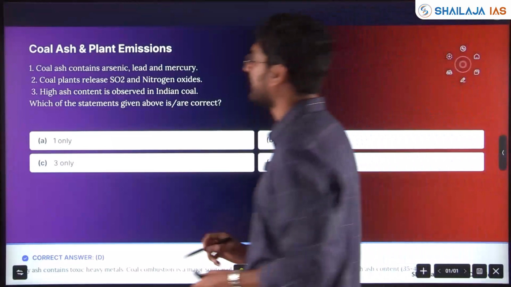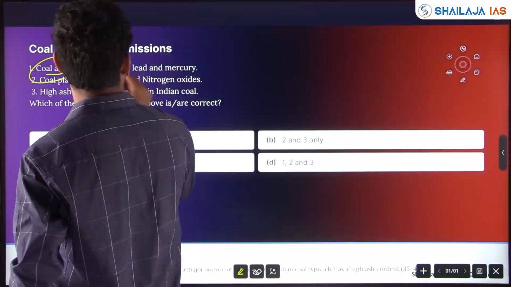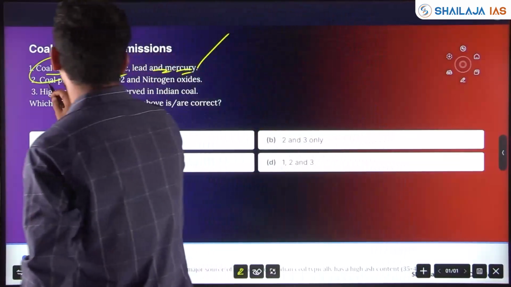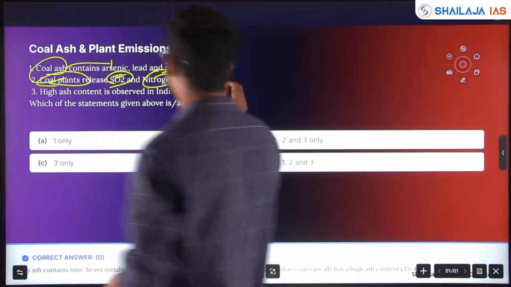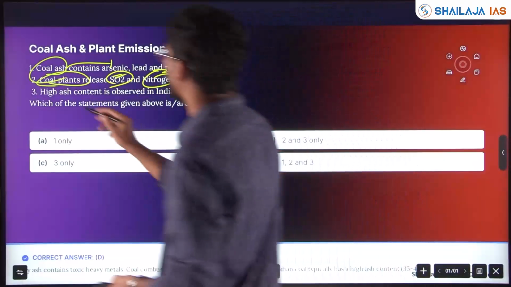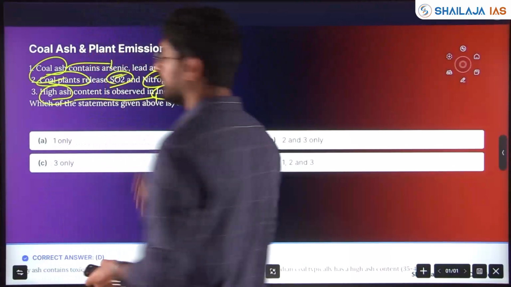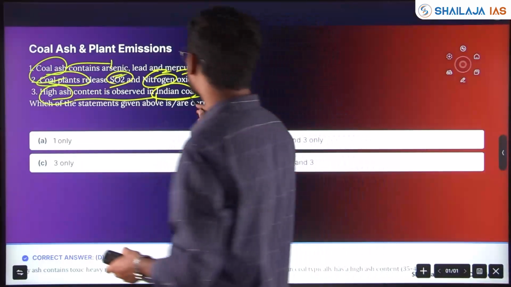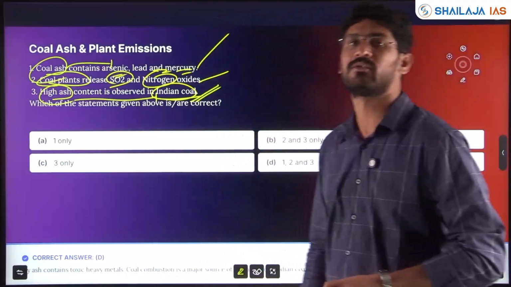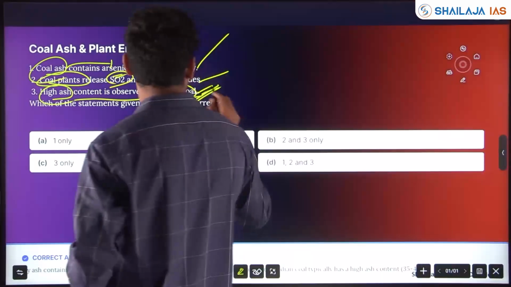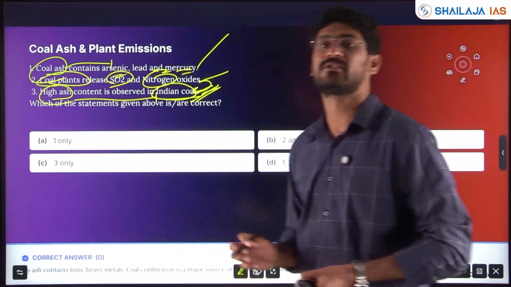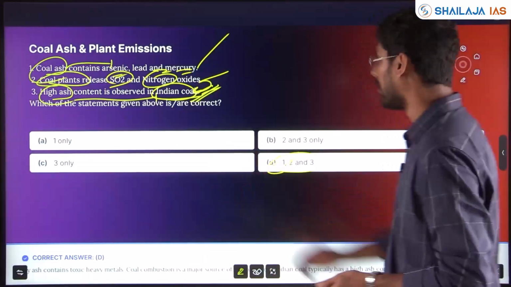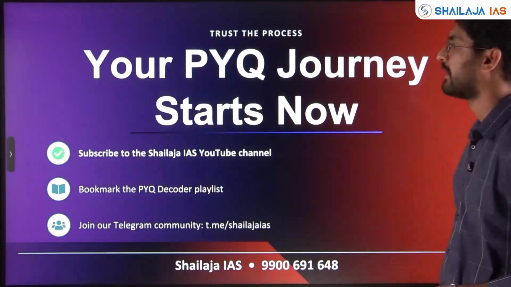Coal ash and emission. Coal ash contains arsenic, lead and mercury. Yes, correct. So, coal plants release sulfur dioxide, nitrogen oxide. Yes, we saw in previous slides. High ash content is observed in Indian coal. That's why we will not use Indian coal and we will import coal. One of the reasons is the high ash content and high pollution of Indian coal. And it will clog the coal thermal plants also. Handling the ash content is also a very tedious task. So, all of the above are correct. Here, 1, 2, 3. All 3 are correct.